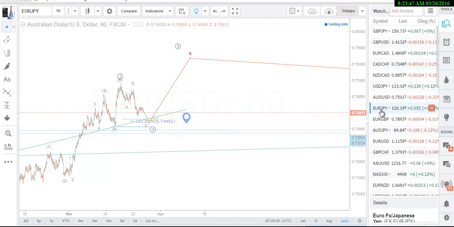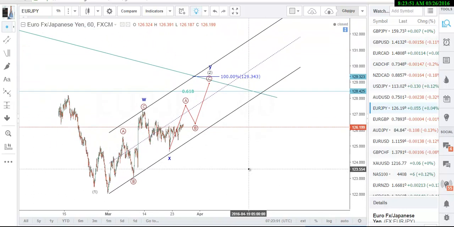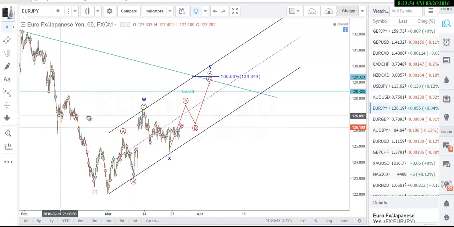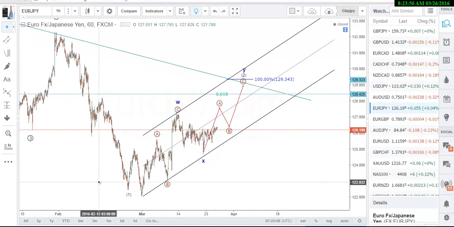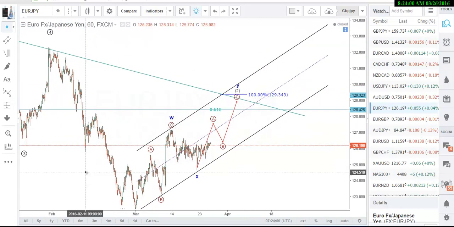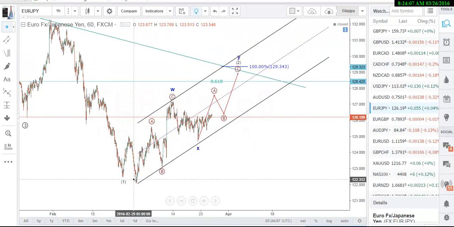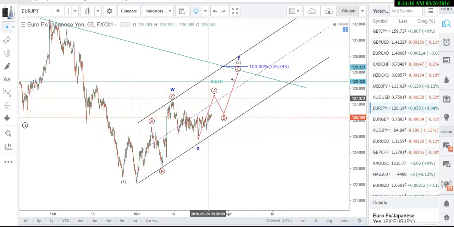All right, so let's look at the Euro Japanese yen. The Euro Japanese yen is actually giving us what looks like a double zigzag. We saw the end of a particular move here. This is the third wave, this is the fourth wave, and then this could be the fifth wave, or the first wave of the fifth wave. Actually, I labeled it as the first wave of the fifth wave because of the long-term wave count that I did. So I'm expecting this to be the fourth wave of the first wave of the fifth wave.